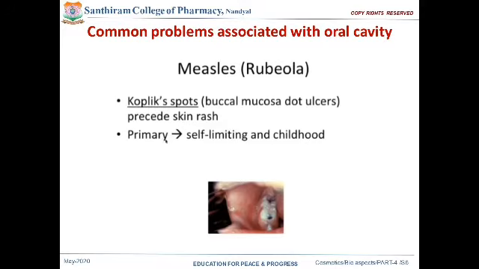Because we're talking about virus, we have primary infection here. Again, self-limiting and mostly affecting children. So you can see yet another common thread through all of these different viruses.